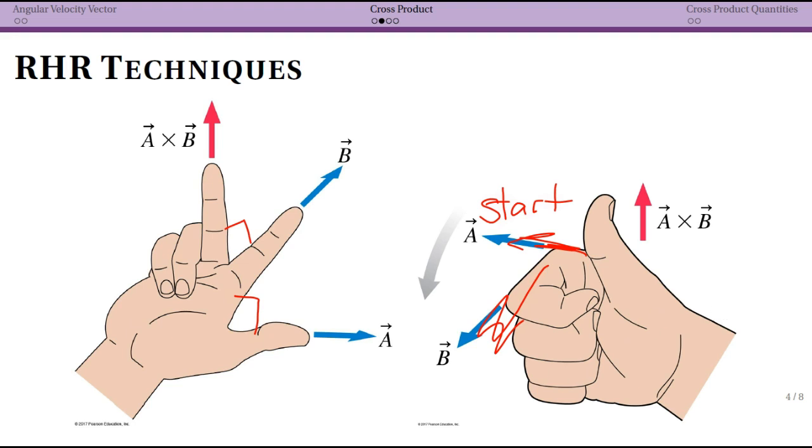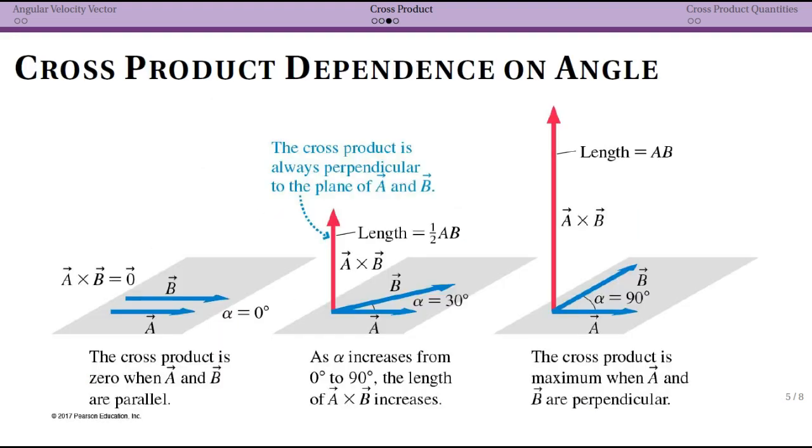Use whichever one makes more sense to you. Sometimes students tell me they have some other way of doing the right-hand rule. As far as I can tell, that's usually doing it with the left hand and incorrect. So be careful. If you've learned a different way of doing it, possibly that's right, but make sure that it agrees with these directions. So cross products depend on the angle, and let's talk through what that actually looks like.